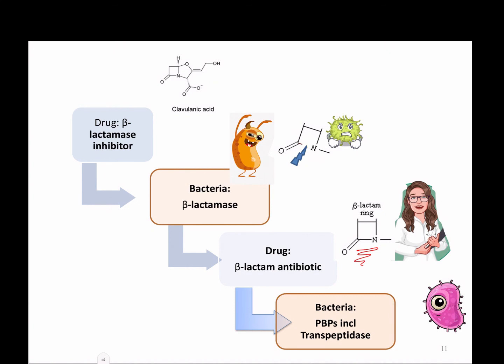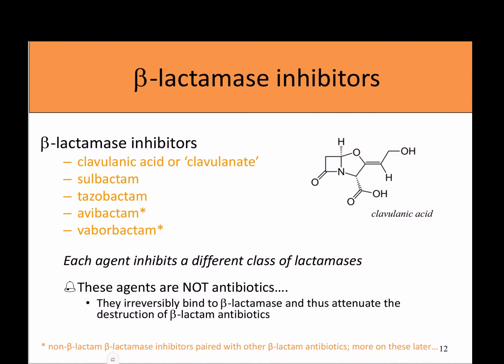So now you've got bacteria with transpeptidases. We're blocking those transpeptidases with beta-lactams. Bacteria then have created a beta-lactamase to break down the beta-lactam, and we then create a beta-lactamase inhibitor to block the beta-lactamase. We have several beta-lactamase inhibitors, and what you're going to see is you're going to see these in combination with the beta-lactam antibiotics. So the first one is clavulanic acid. We also call it clavulanate. Then you'll see sulbactam, tazobactam, avibactam, and vaborbactam.